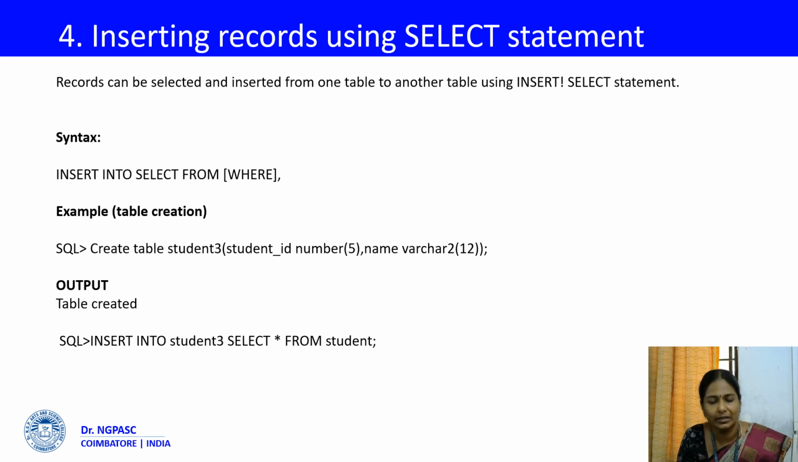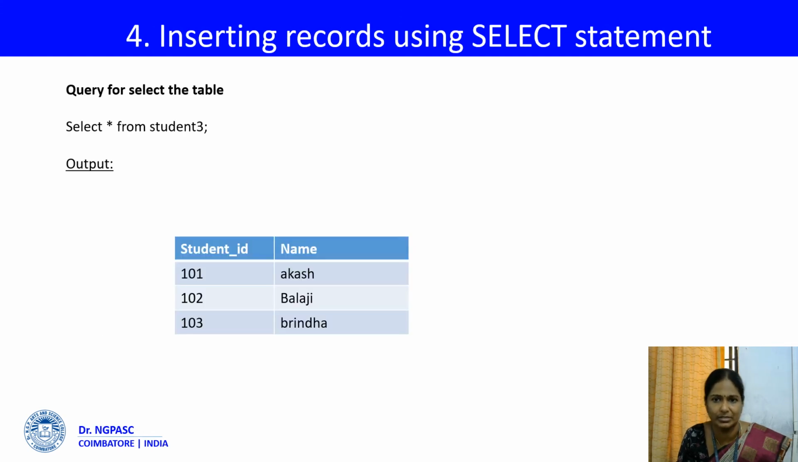How can you insert the records into student3? You can use the insert records using select statement. In the example, insert into table name student3, select star from student. In this query, all the records from student are copied into the table called student3. So these are the various ways to insert records into database tables. This is the select query for inserting records using a select statement.